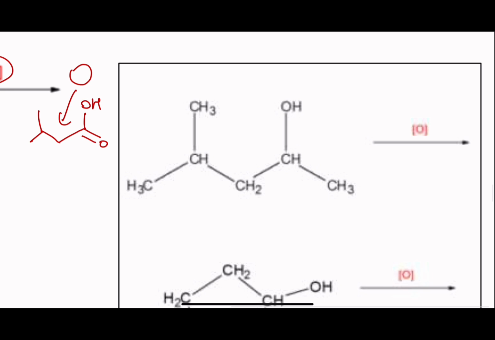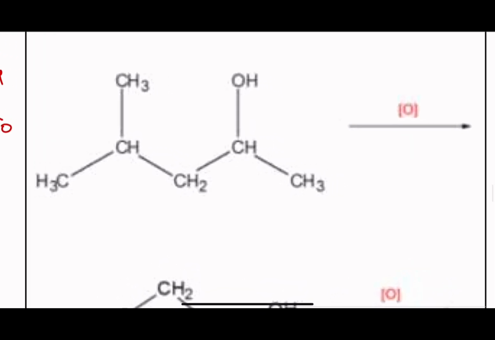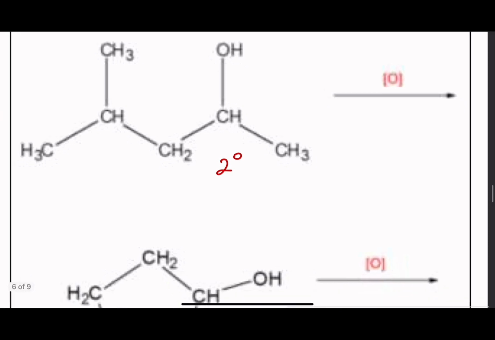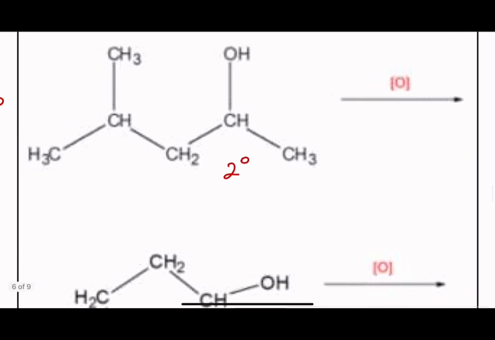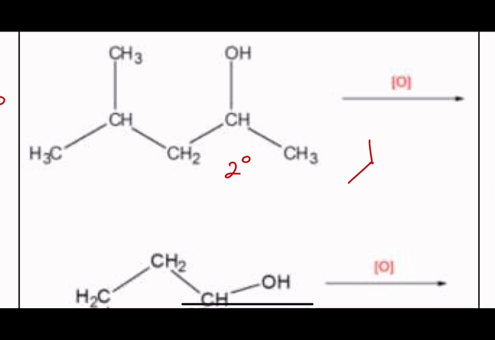Now, we have another one of this in here, so we need to oxidize it. We can see that it is a secondary alcohol, so we will make a ketone out of it. Now, the ketone, I'm just going to draw the line diagram of it.